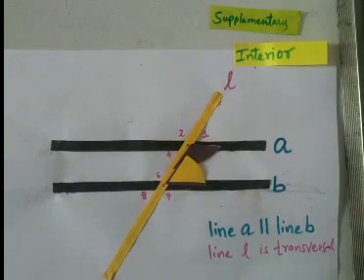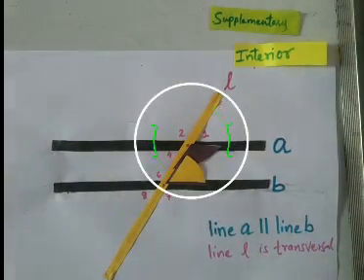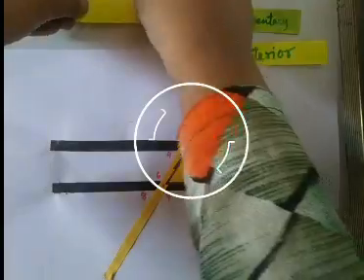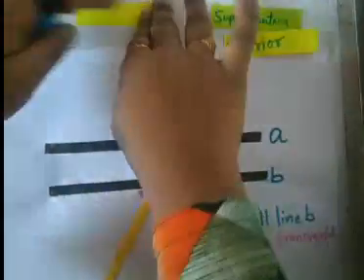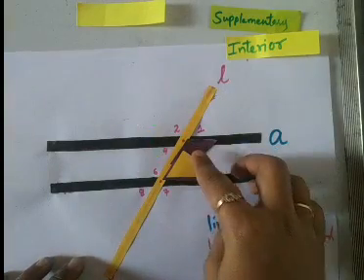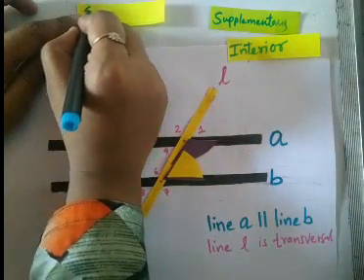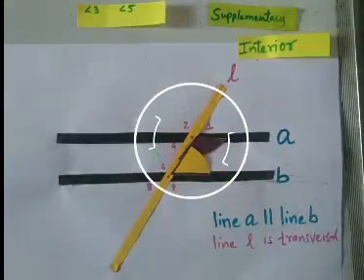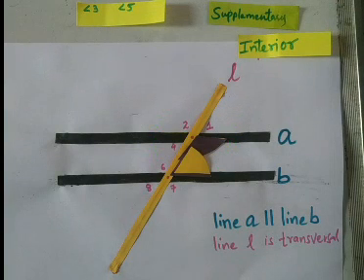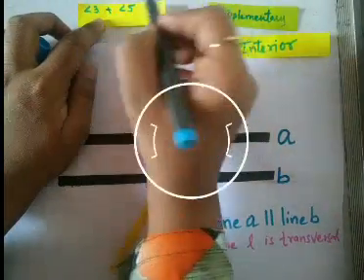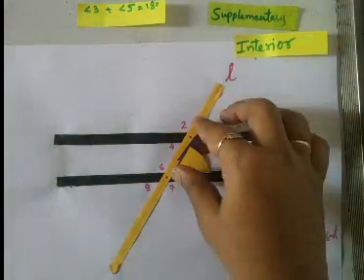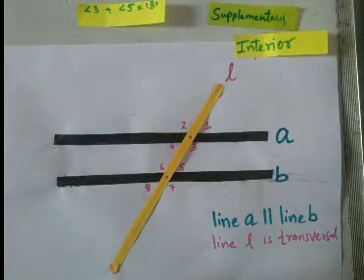So this is one pair of interior angles. I am writing here, this is angle number 3 and this is angle number 5. So angle number 3 and angle number 5 are interior angles. I am not writing the congruent sign here because interior angles are not congruent, they are supplementary. Always remember this. It means angle number 3 plus angle number 5 should give you 180 degrees because they are supplementary. Let's see, is there any other pair of interior angles?